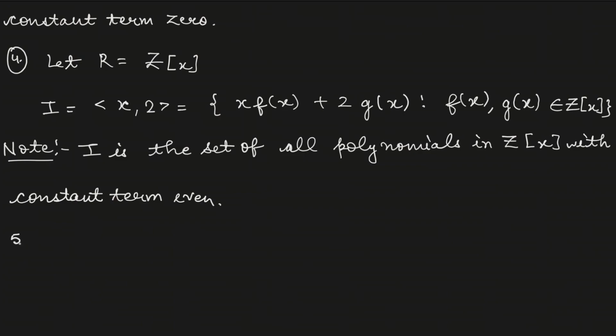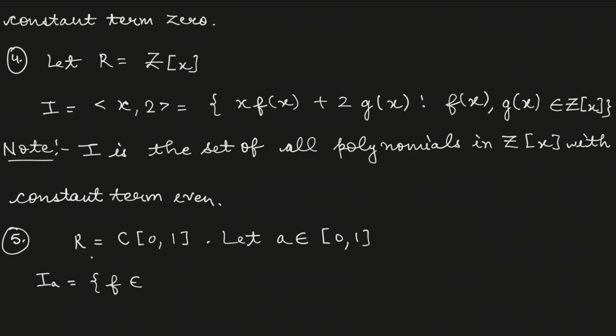Fifth, R is equal to C[0,1], set of all functions whose domain is [0,1] and codomain is real numbers. Let a belongs to closed interval [0,1], I_a is the functions which belong to this ring R such that f(a) is equal to 0. Then I_a is an ideal in C[0,1].